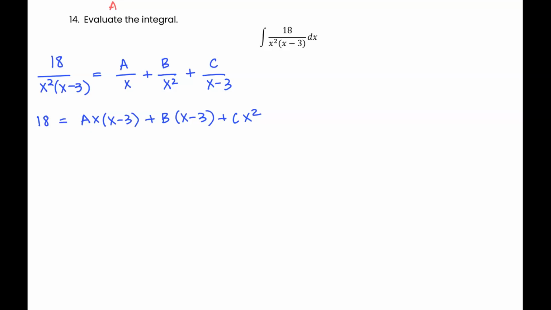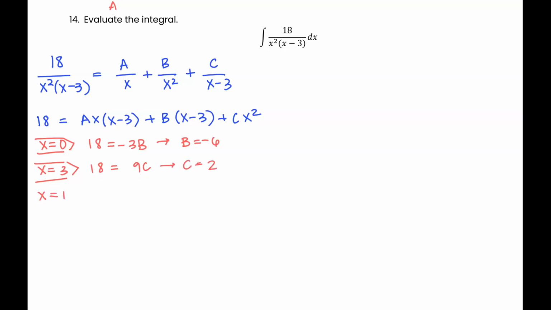And then if I'm doing strategic substitution, I have two options that are really smart. We have x equals 0, which gives me 18 is equal to negative 3B, so my B is equal to negative 6. I have x equals 3 as another smart thing to use. There we get 18 is equal to 9C, so we get C is equal to 2.